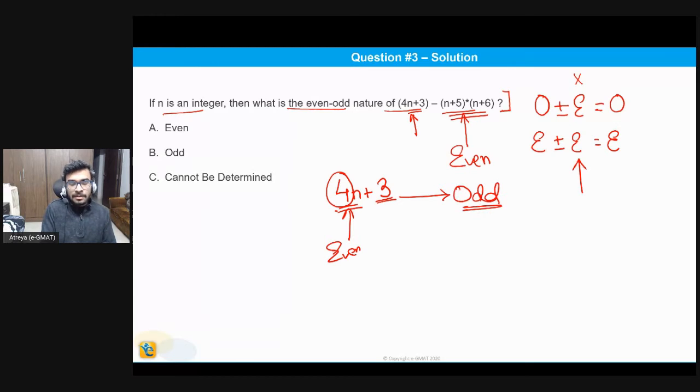Now, if this is an odd number and then I subtract an even number from this, the result would be odd. And that brings us to the answer to this question, that is option B. And I hope this is clear to all of you. The level of difficulty for this question would be somewhere around 500, 550. Yes, these are warm-up questions.